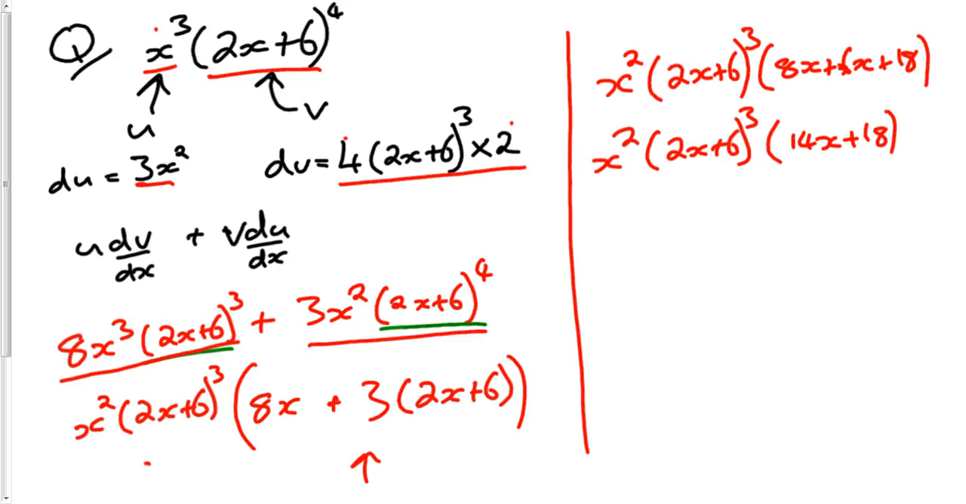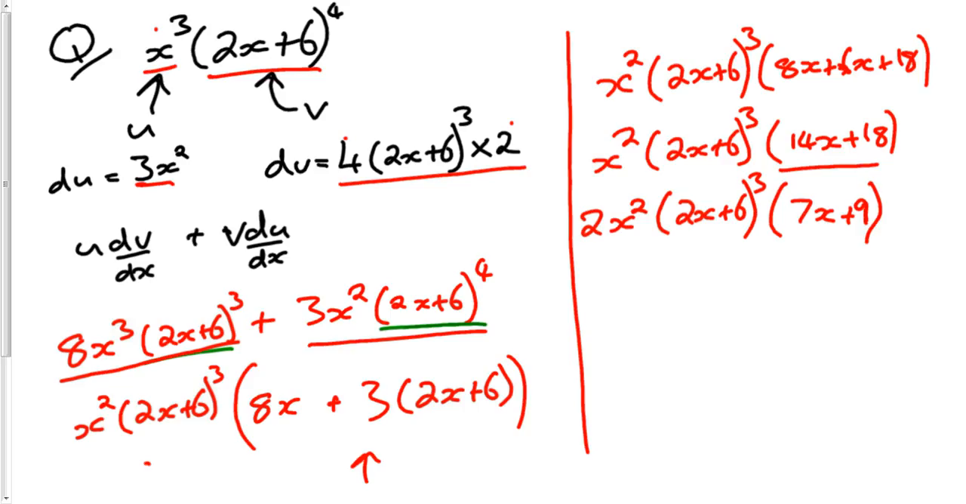So what you could do in this third bracket, also in the second bracket, you can factorise out the 2. So if we bring that outside, that would be 2x squared 2x plus 6 cubed, and that's 7x plus 9. And that's it. So that's our second lesson on the product rule. Quotient rule is up next.